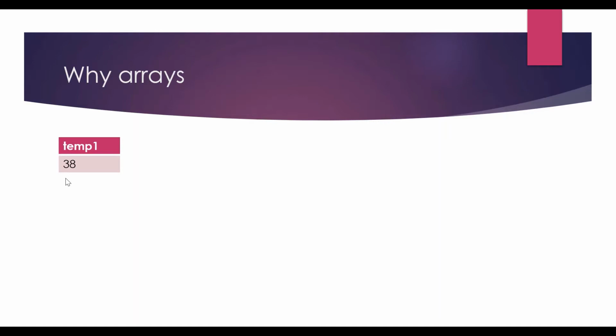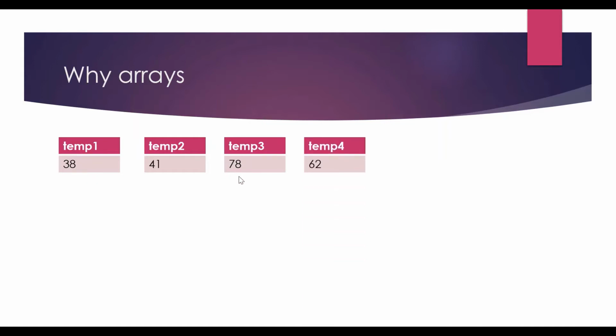Now for the second day, we need to create another variable, called temperature2, and we store the value 41 in it. For the third day, we need a new variable, temperature3, and we store the value 78 in there. Same thing for day 4 and day 5. So you notice we are using 5 different variables to store our temperatures. Although we are storing the same type of data that represents the same information, we are creating 5 different variables to store it.